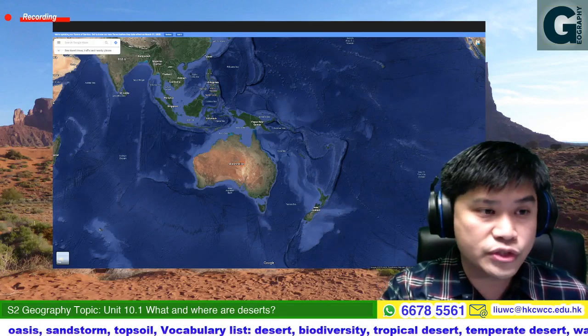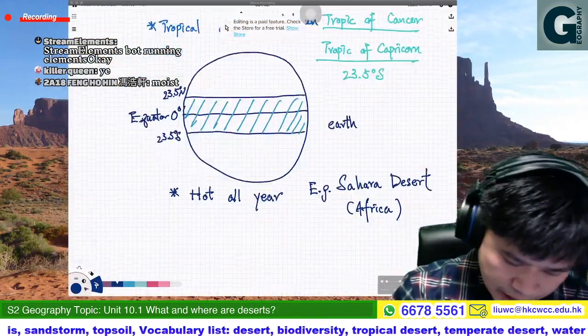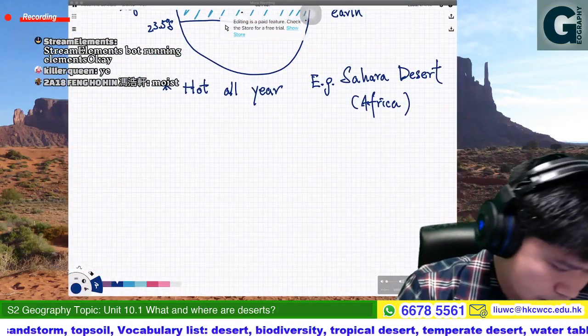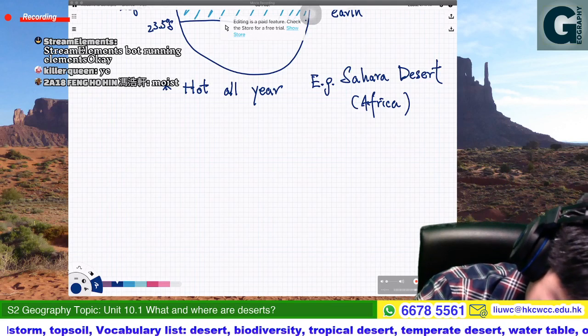So that would be the first type of desert. Then the second type of desert, we call it temperate desert.